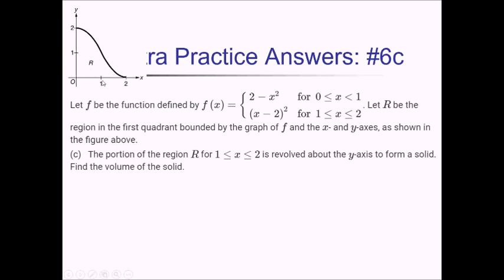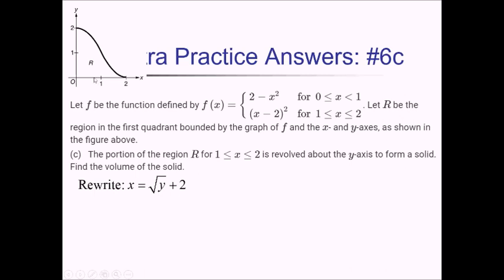Because we're going around the y-axis, integrating with respect to y, I'm going to start by rewriting this rule here, which is the one we're using because this is 1 to 2. I'm going to rewrite this as x equals something with a y in it. I can do that by square rooting both sides, so I have radical y equals x minus 2, and then I can write x equals radical y plus 2.